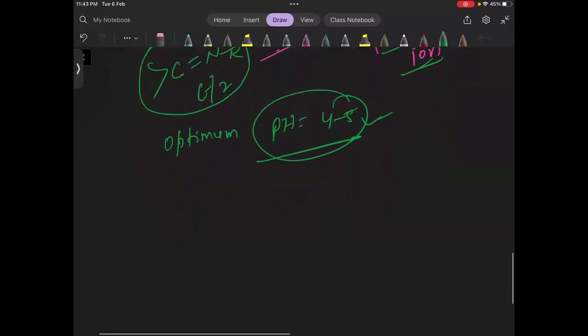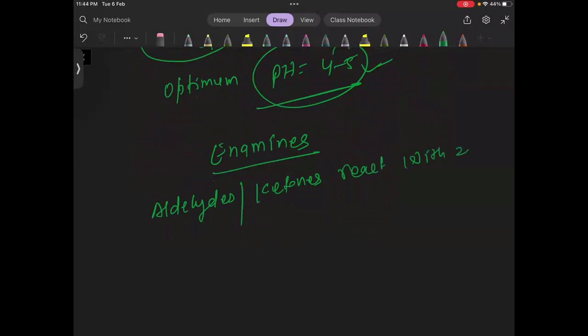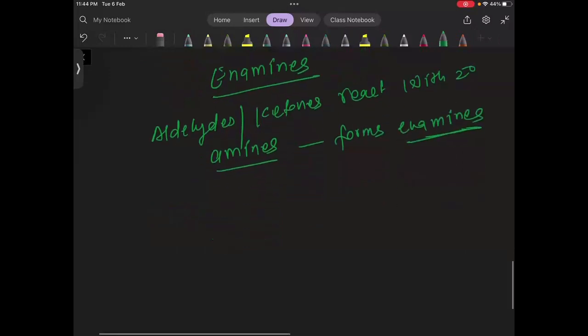Now we talk about enamines. What are enamines, students? Either aldehydes or ketones react with 2-degree amines to form enamines. Okay. Now see here what the enamines are.